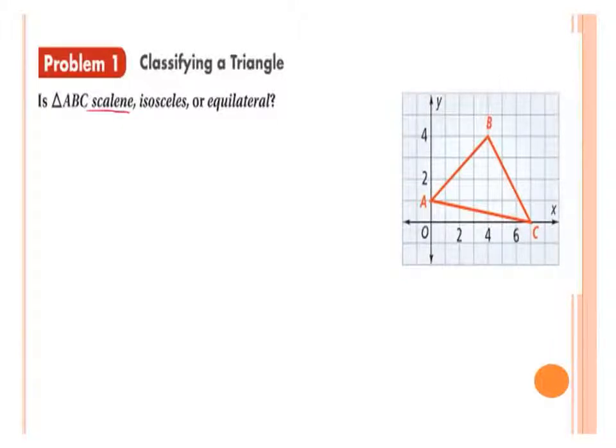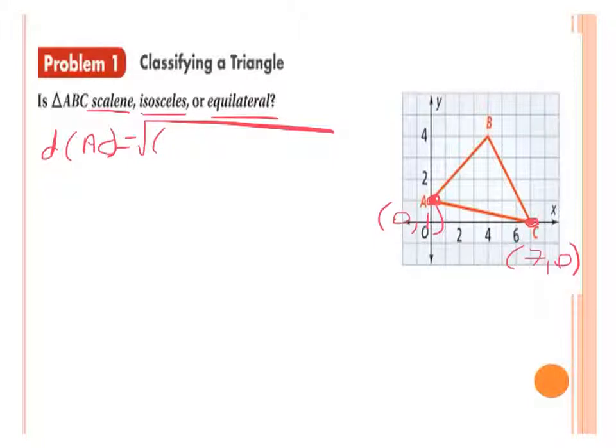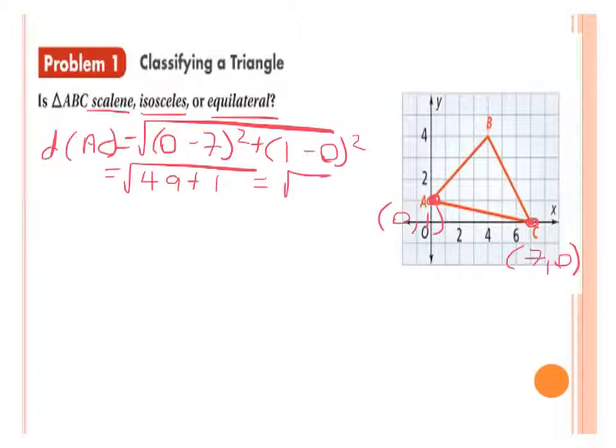Is ABC a scalene, which means none of the sides are equal, an isosceles, which means two sides are equal, or an equilateral, which means all sides are equal? Okay, so what we need to do is decide, is it scalene, isosceles, or equilateral? In order to do that, we need the distance formula. So I'm going to start from A, and the point at A is x is 0, y is 1, and the point at C is x is 7, y is 0. So using the distance formula for AC, we get our x1, which is 0, minus our x2, which is 7, squared, plus our y1, which is 1, minus our y2, which is 0, squared. We end up with 7 squared, which is 49, plus 1 squared, which is 1. So we've got the square root of 50.